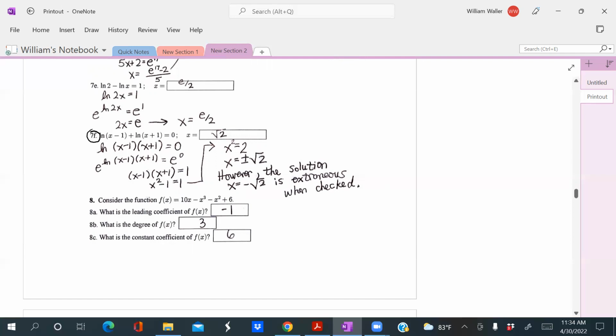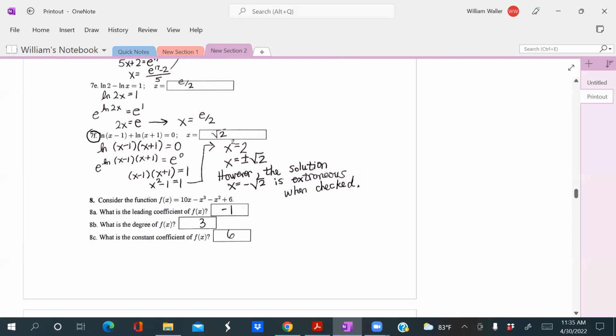So minus square root of 2 is what's called an extraneous solution. We arrived at it legitimately. I mean, our solution steps are okay. It's just that it's not a valid solution to the equation. So that sometimes happens when you're solving equations involving natural log. So you do have to partially check your answers to make sure you don't have an extraneous solution.